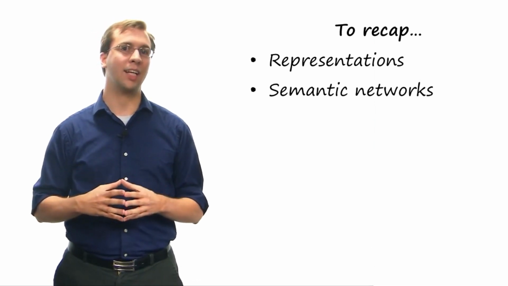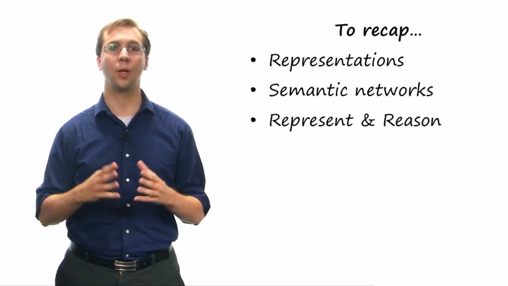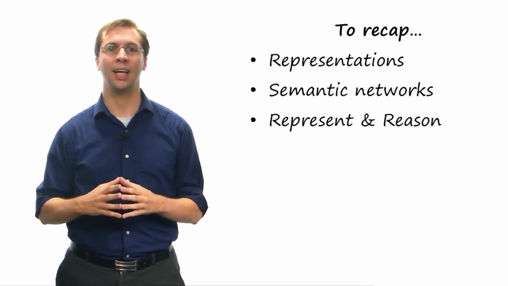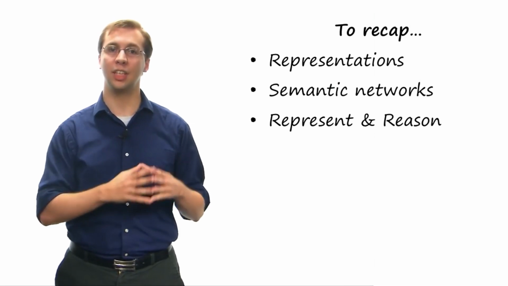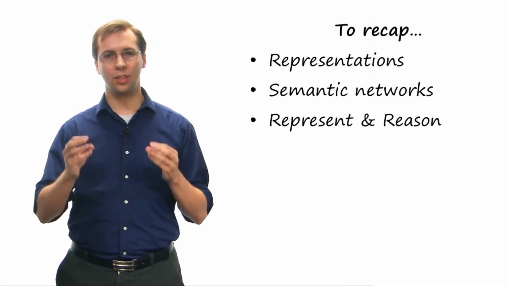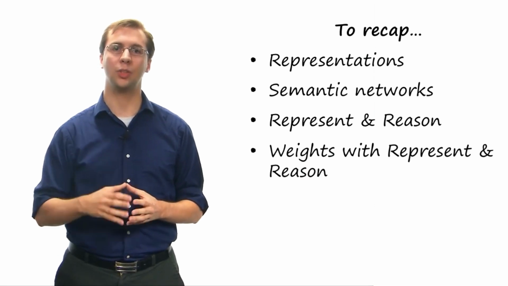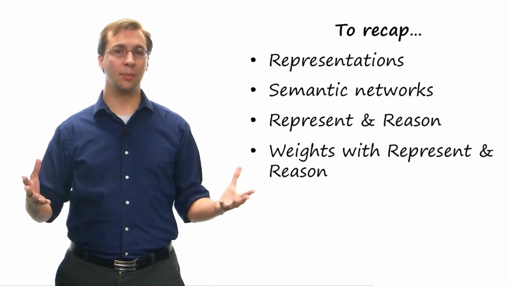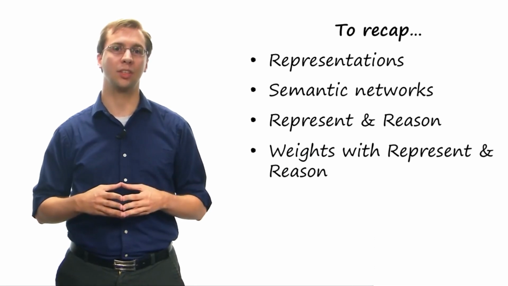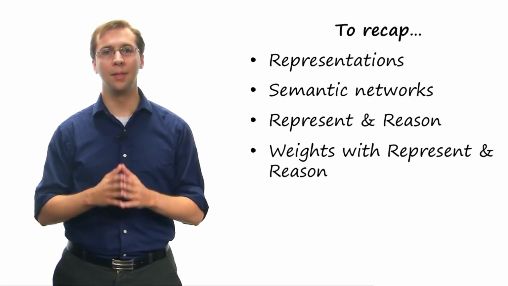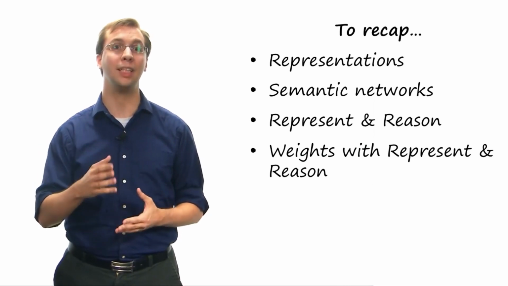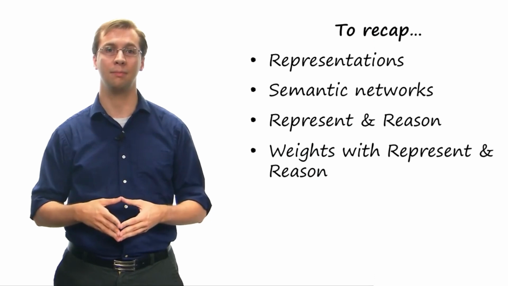We then talked about kind of an abstract class of problem-solving methods called represent and reason. Represent and reason really lies under all of knowledge-based AI, and it's a way of representing knowledge and then reasoning over it. We then talked a little bit about augmenting that with weights, which allows us to come to more nuanced and specific conclusions. In the next couple weeks, we're going to use these semantic networks to talk about a few different problem-solving methods. Next time we'll talk about generate and test, and then we'll move on to a couple slightly different ones called means-ends analysis and problem reduction.